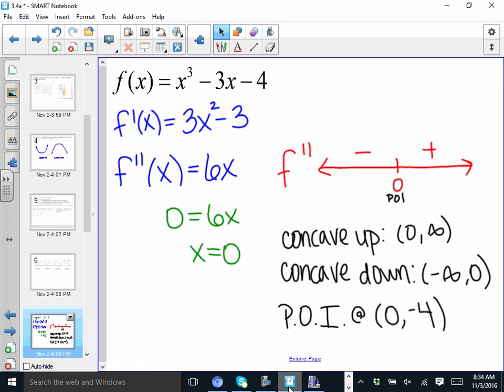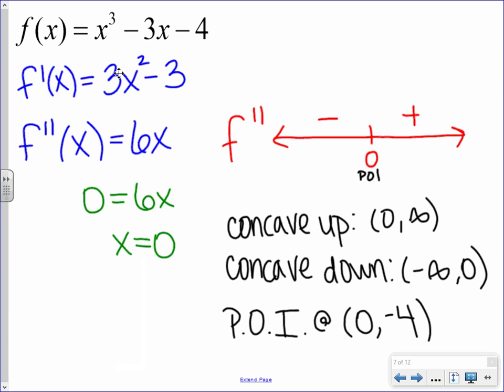So we use the second derivative to talk about the concavity of a function. Let's talk about the relation to the first derivative. If we're concave up, that means the first derivative is increasing. Our slopes are increasing. But it means our function is concave up.